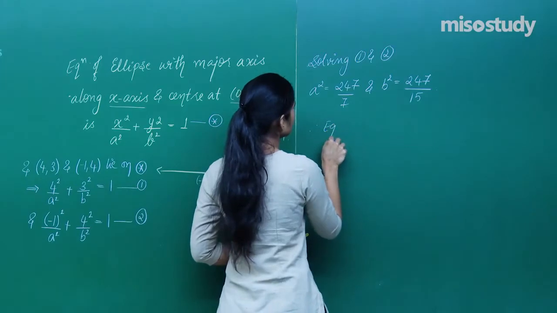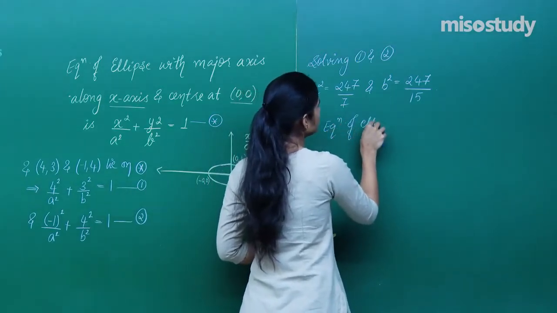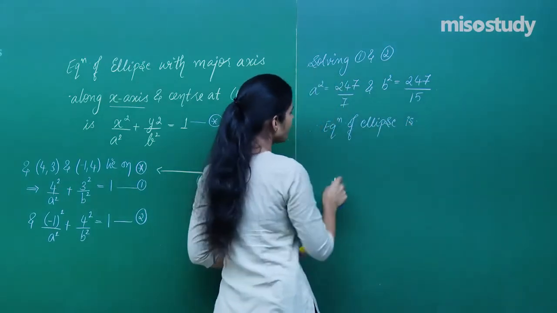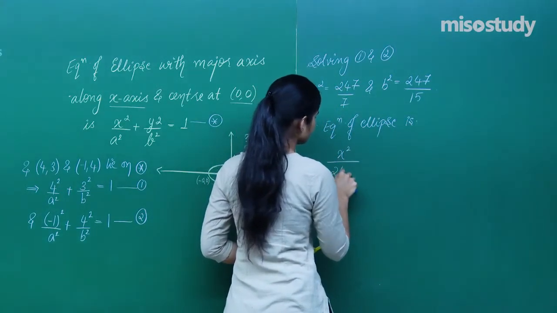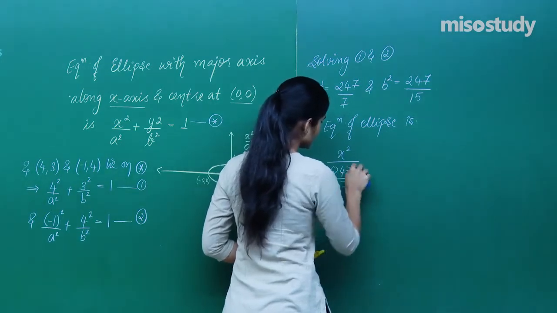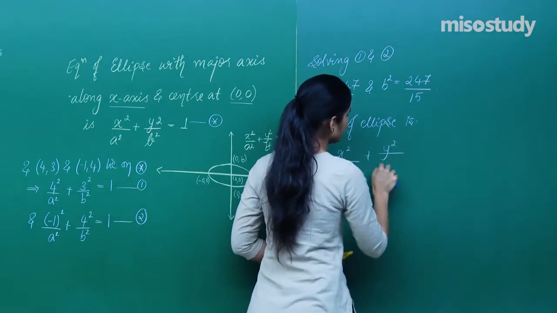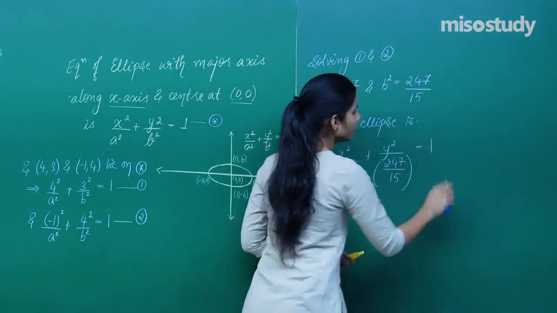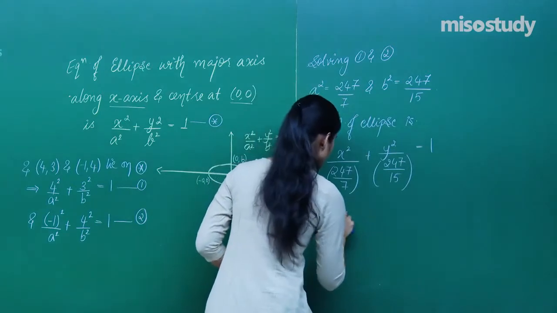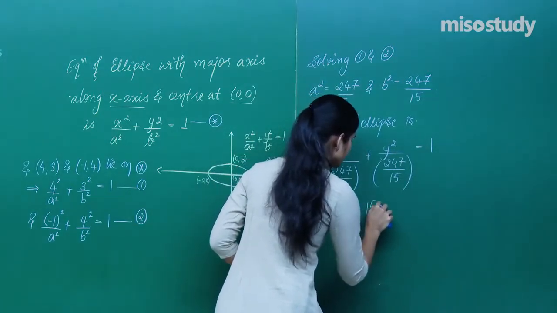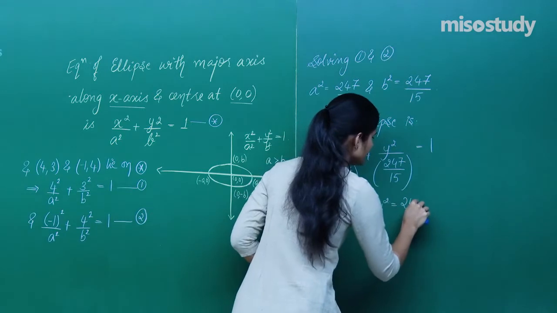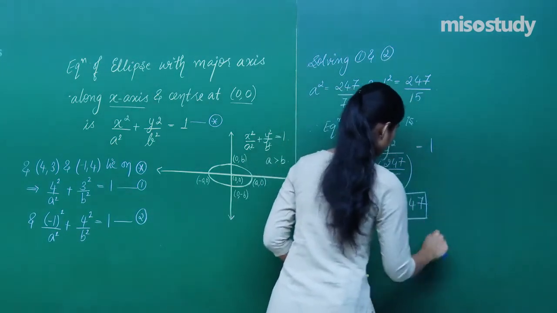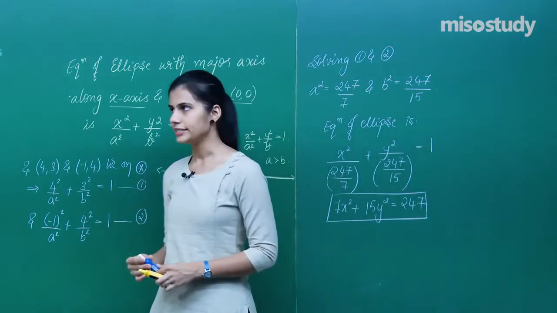Therefore, the equation of the ellipse turns out to be x square by a square plus y square by b square equals 1. So eventually you will be getting 7x square plus 15y square equals 247. This is the equation of the required ellipse.